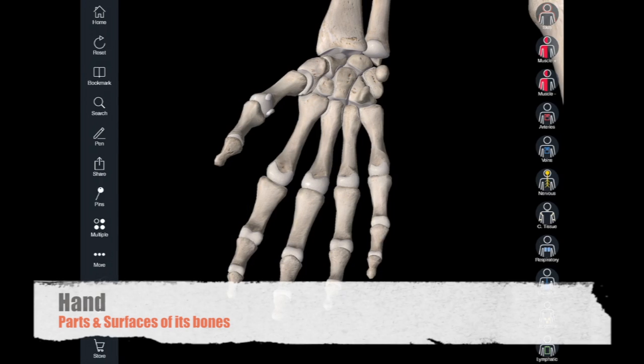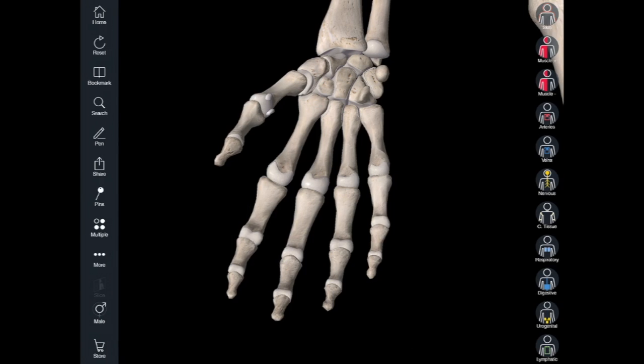Okay, so now we are gonna talk about the bones of the hand, and this is going to be the last part of the bones of the upper limb. Firstly, it's a good idea to know the division or the different parts of the hand.